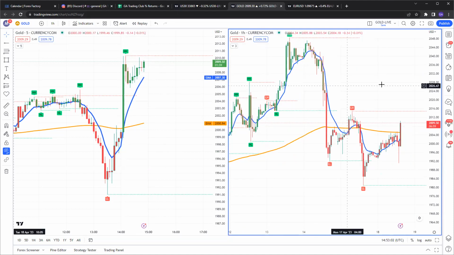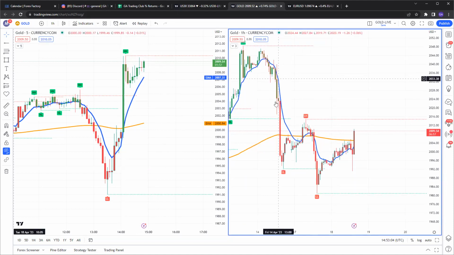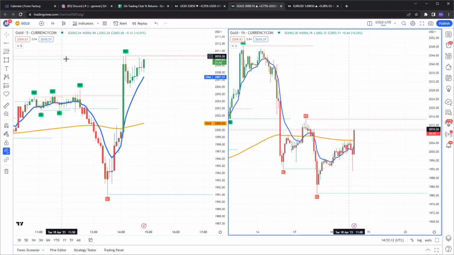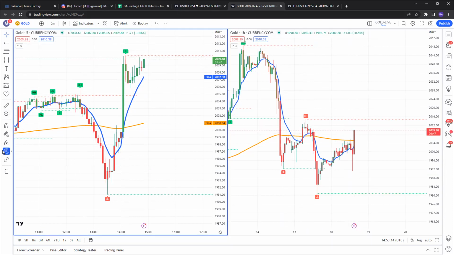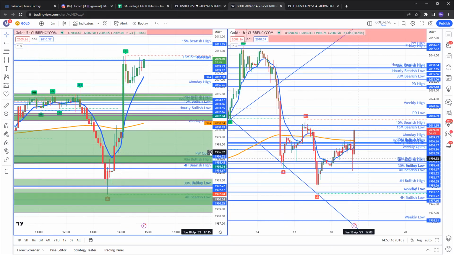Gold is trending up on the hourly. We have an inverse head and shoulders, right? That's also ideally bullish, or shows possible bullish confirmation and a continuation to the upside. Hopefully I did answer your question.